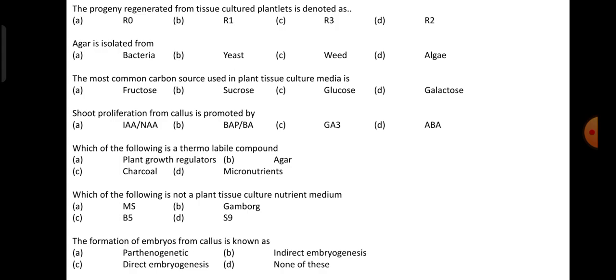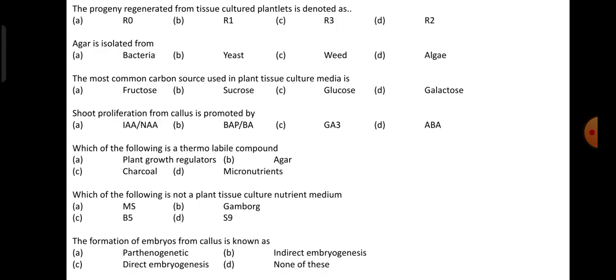Next question, shoot proliferation from callus is promoted by. Options IAA, NAA, BAP, BA, then GA3 and ABA. As you know, the first is auxin, second is cytokinin, GA3 is gibberellin, ABA is abscisic acid. Okay, so for root proliferation, auxin is used. For shoot proliferation, cytokinin is used. So here the question is what is used for shoot proliferation from callus. As you know, certainly BAP or BA is a cytokinin source. That is the answer.